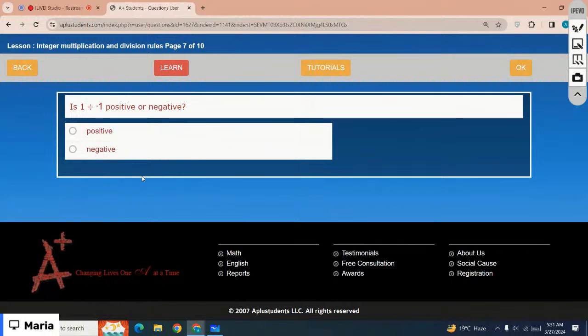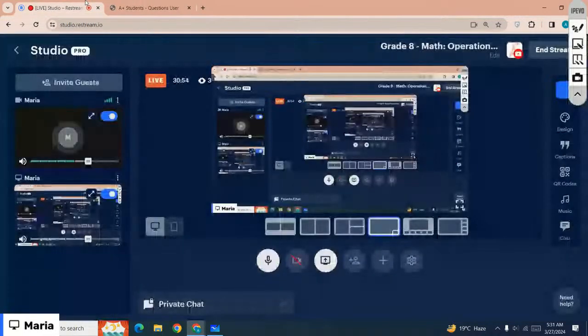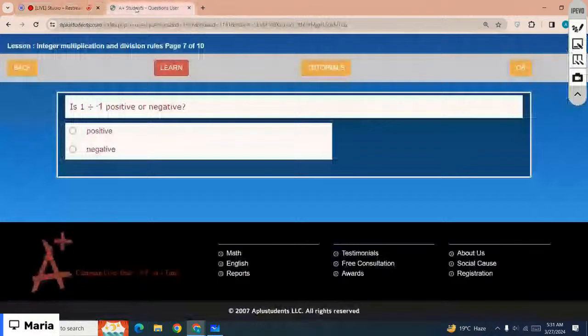1 divided by negative 1, positive or negative? You are dividing two numbers. One of the numbers is negative, so that means the answer must be negative. Okay, you can complete the lesson by yourself later today. Let's just move on to the next lesson.